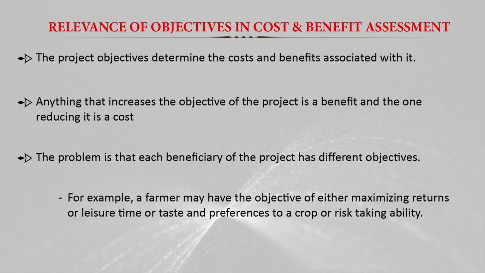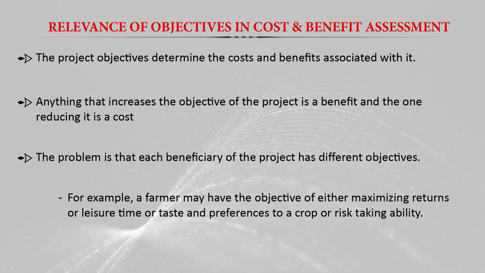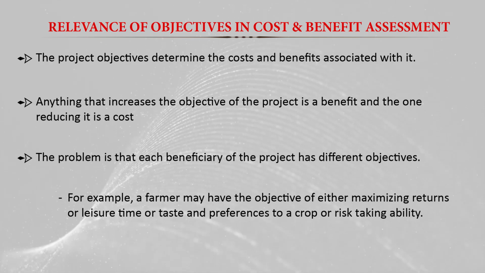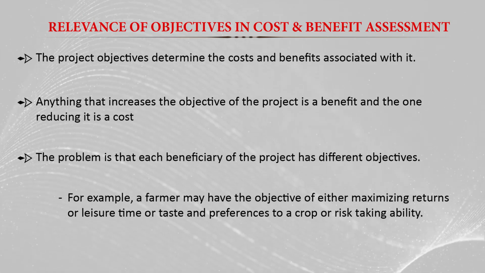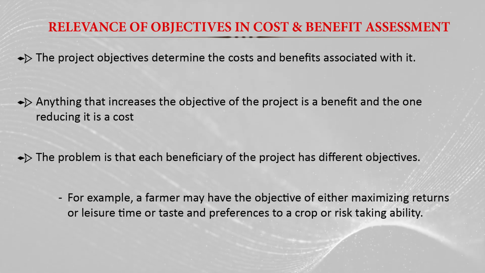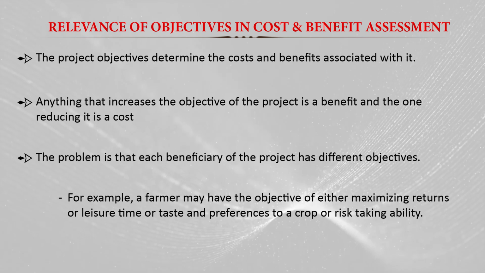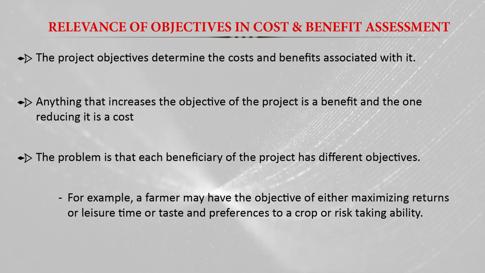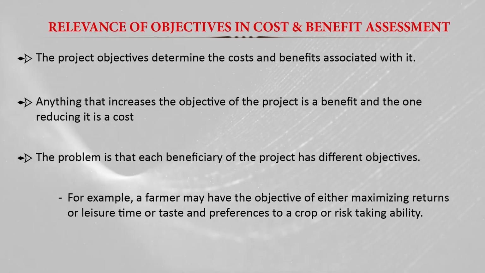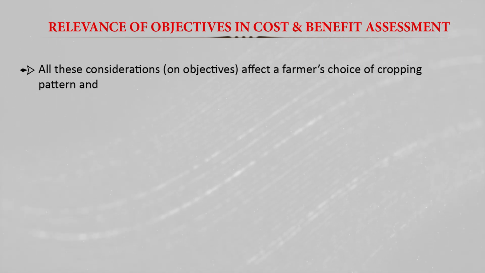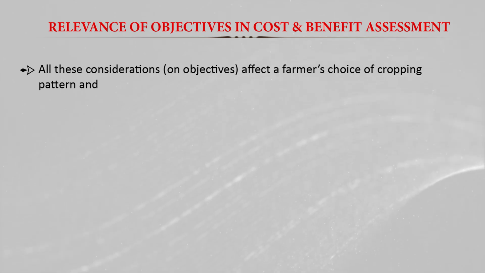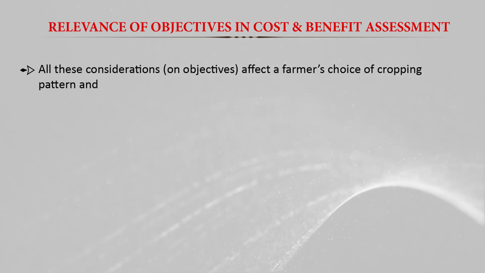For example, farmers may have the objective of maximizing returns, or they want to increase their leisure time, or they want to give more preference to taste, or they want more risk bearing ability. So there are different types of objectives for farmers, and all these objectives should be considered, as they affect the farmer's choice of cropping patterns.